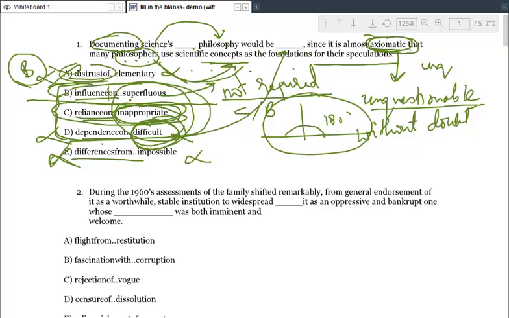But it would be superfluous. Why? It would be unnecessary. Why? Because many philosophers already use scientific concepts. So are we clear, people, why B is the right choice? It's a difficult question, but I think it's a very, very good question. It teaches you that the sentences are connected with some specific logic.